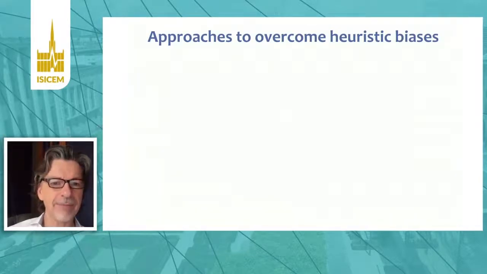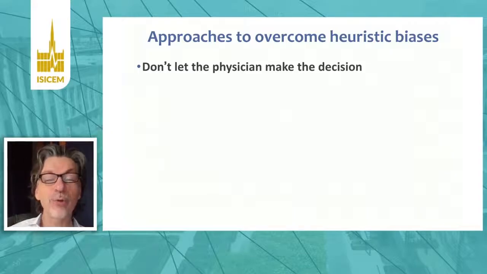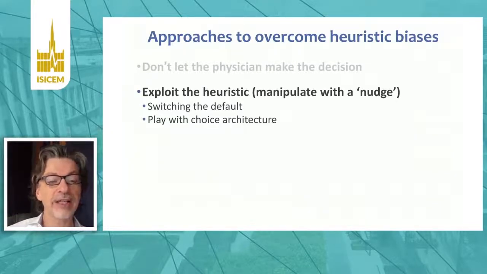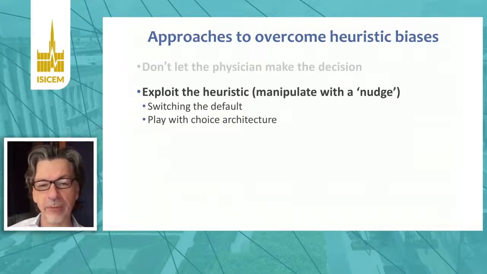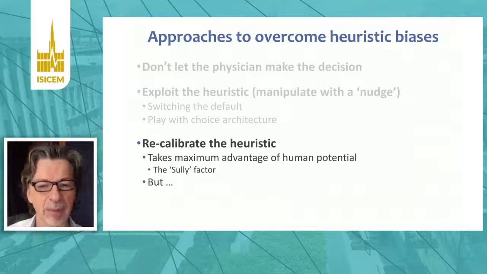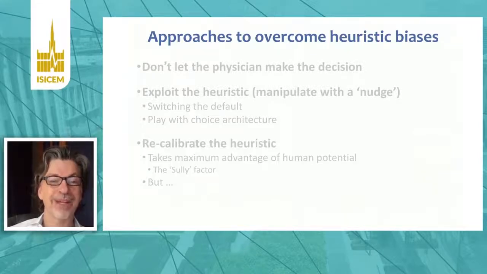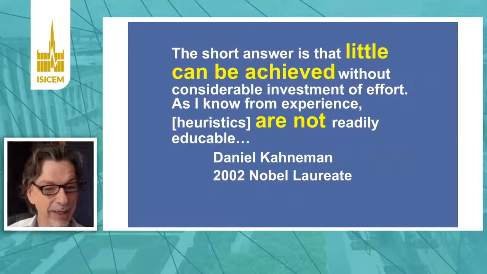So how do we overcome this? Well, we could let the physician not make the decision, like autonomous cars, removing the decisions for driving the car from the driver. We could also try to exploit or manipulate the nudge, switching the default, playing with choice architecture. Or we could try to recalibrate our heuristics to take maximum advantage of the human potential, to have every doctor be like the airline pilot Sully. The problem is that's actually quite hard to do.